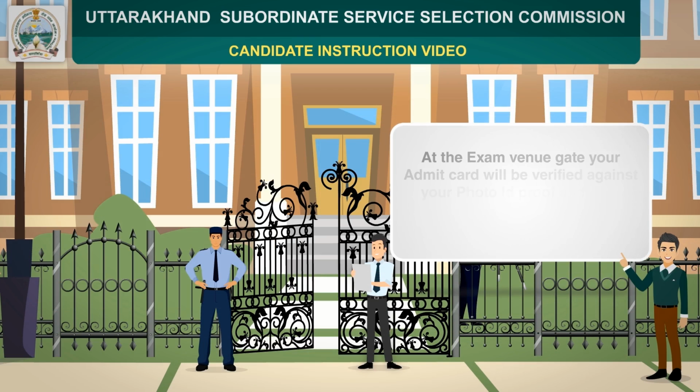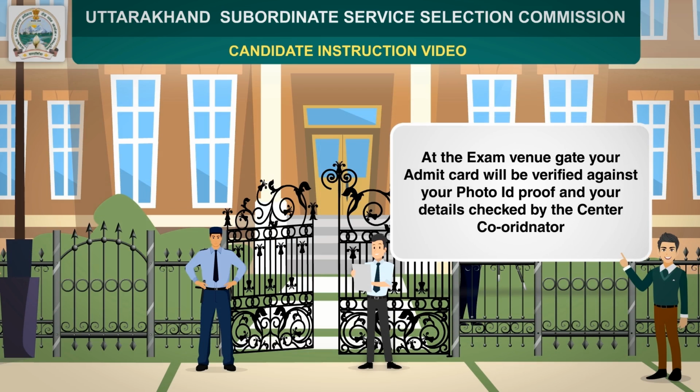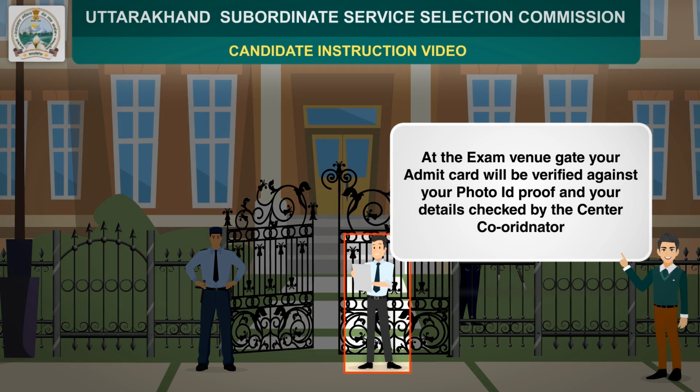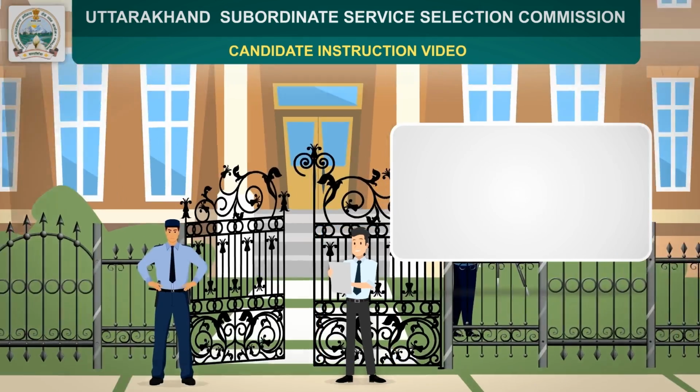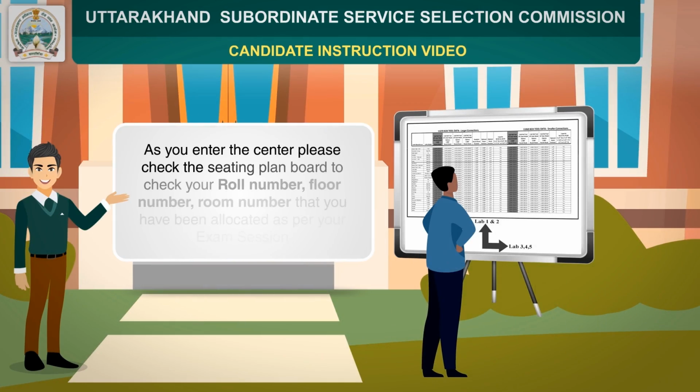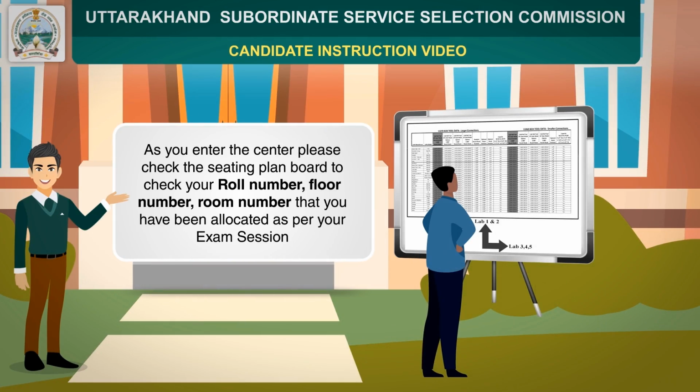At the exam venue gate, your admit card will be verified against your photo ID proof and your details checked by the center coordinator. As you enter the center, please check the seating plan board to check your roll number, floor number, room number that you have been allocated as per your exam session.